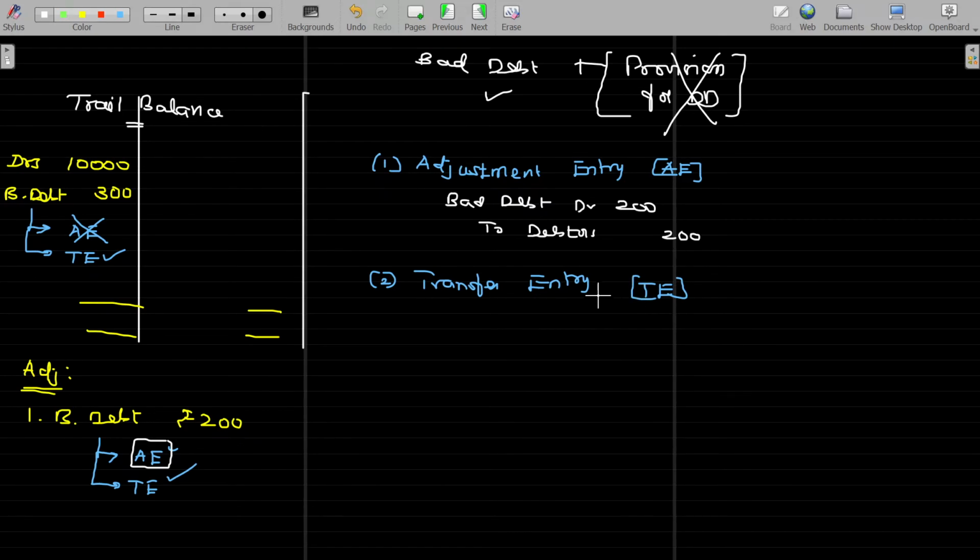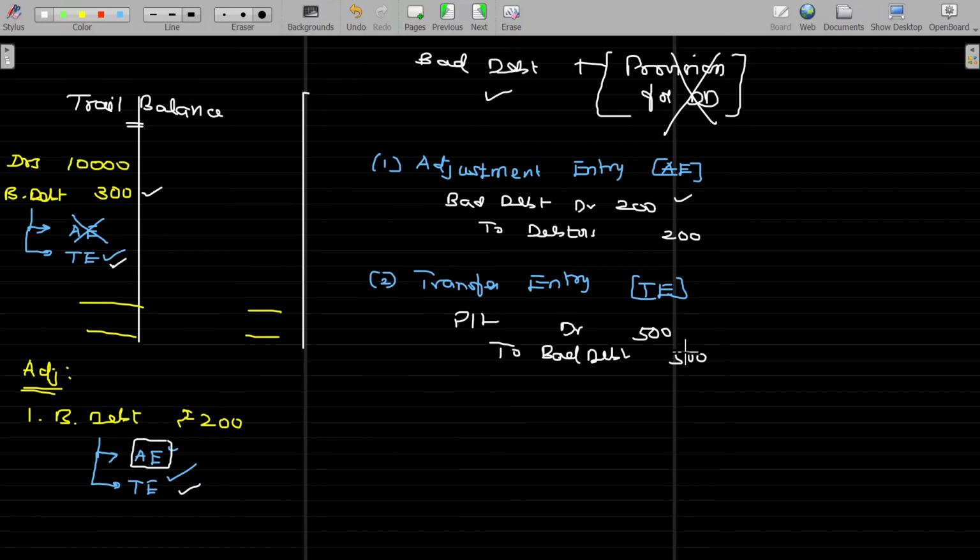Now we have to pass a transfer entry. Transfer entry is for what? The bad debt appearing in the trial balance as well as the bad debt appearing in the adjustments, both put together. Now the entry being profit and loss account debit to bad debt. How much do we have in the bad debt account? Already we have 300 rupees on the debit side. Because of passing the adjustment entry, 200 rupees comes in the bad debt account. So 300 plus 200, 500 in total should be transferred to the P&L account.